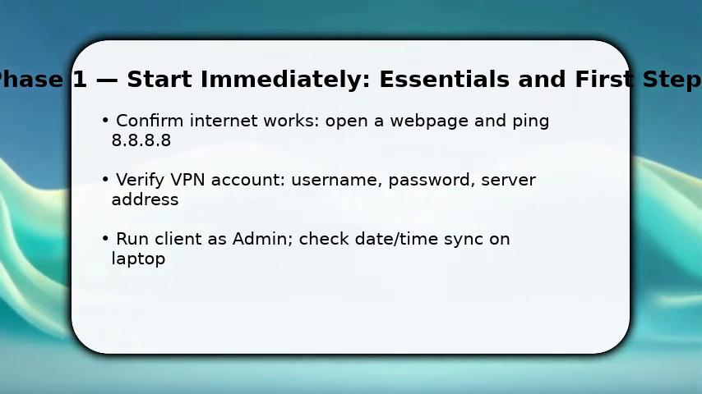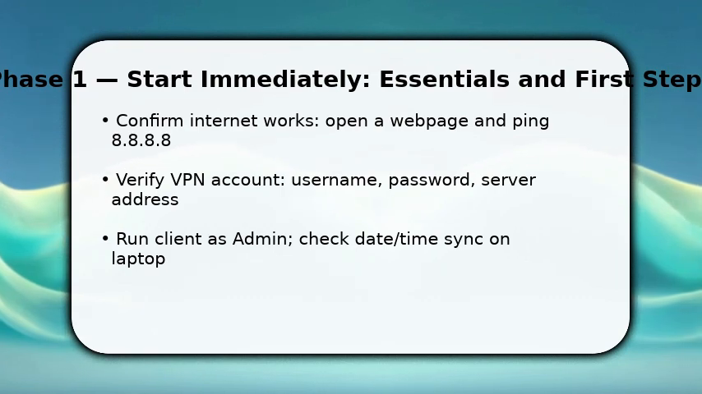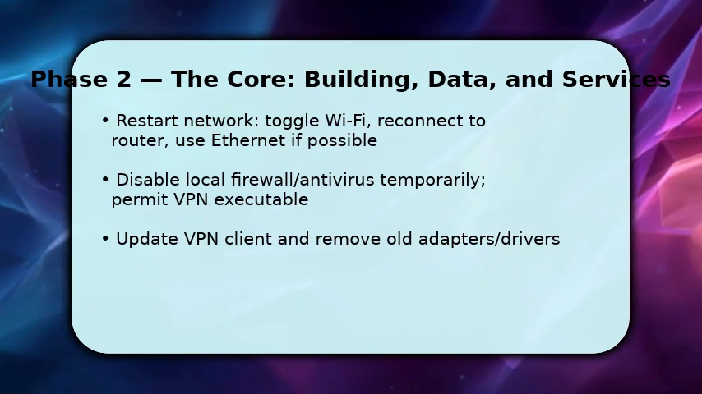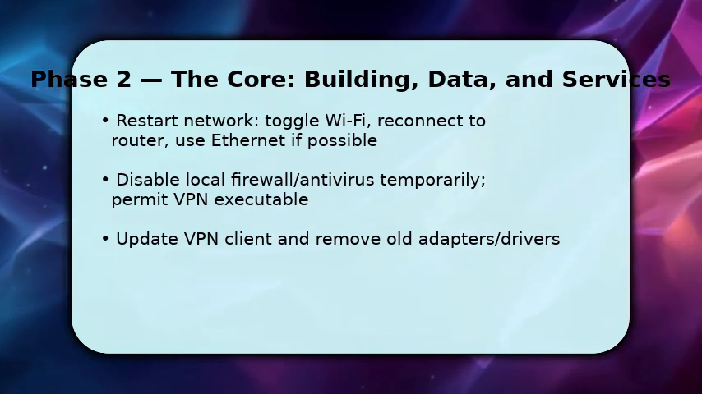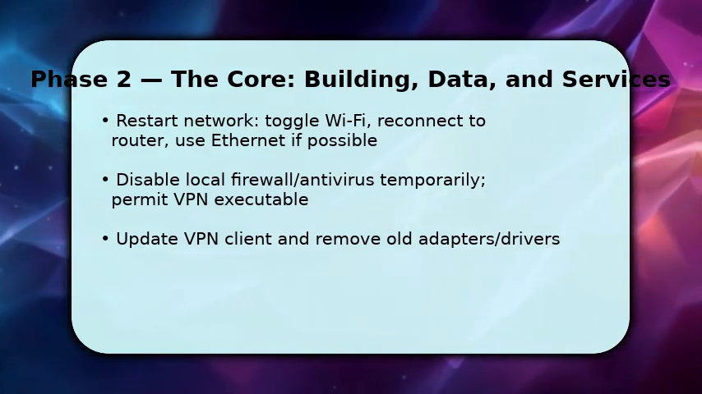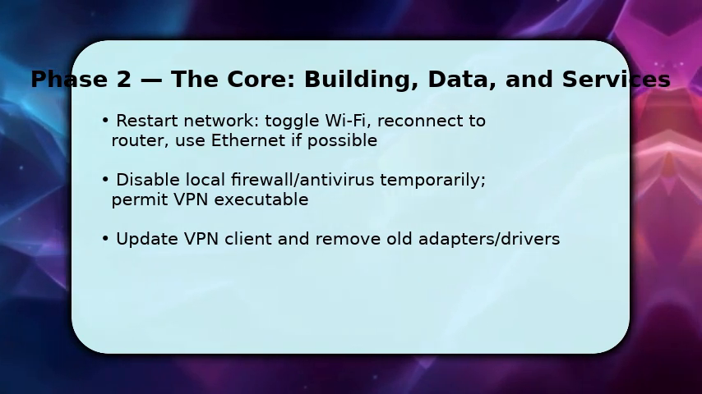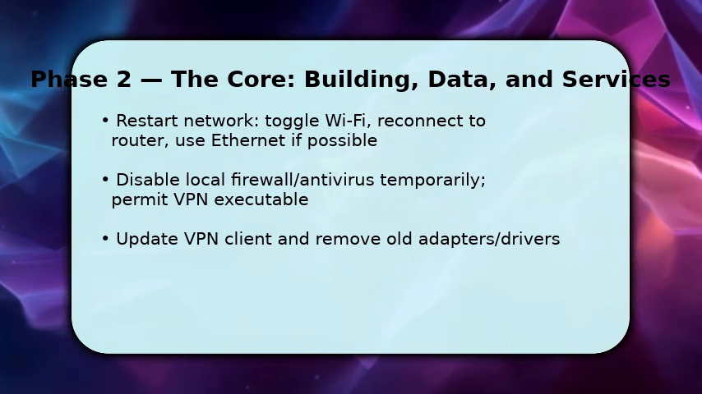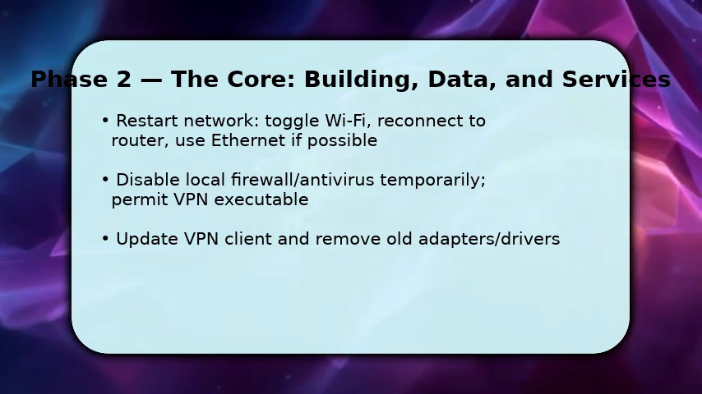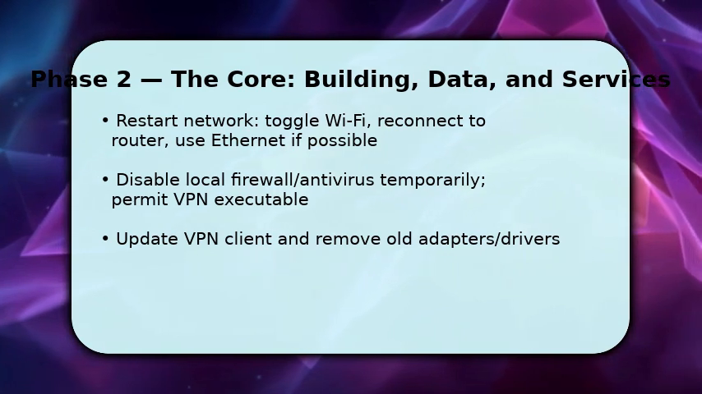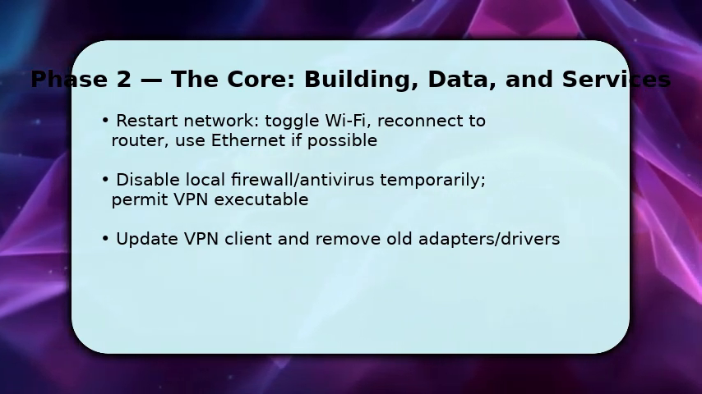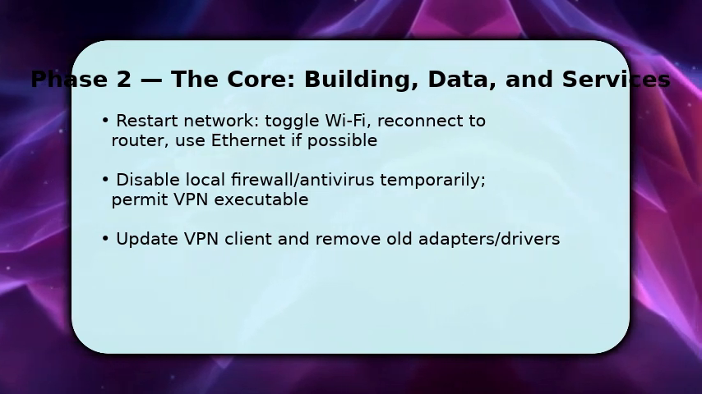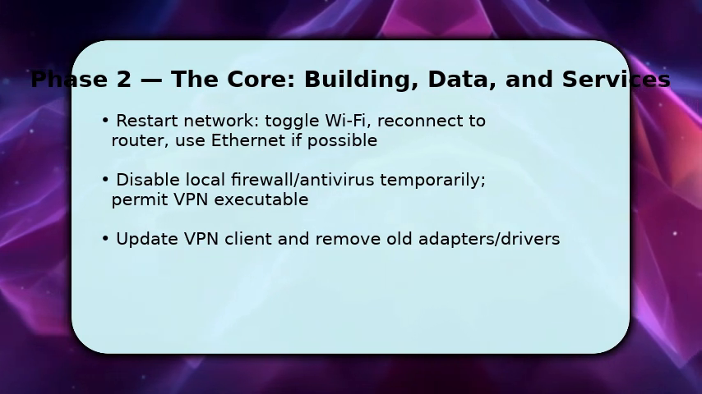Now you tackle the middle steps that usually fix connectivity. Begin by restarting networking. Disable Wi-Fi, reconnect, or plug in Ethernet to remove wireless variables. Next, temporarily disable local firewall or antivirus and explicitly allow the VPN app. This isolates blocking rules. Then update the VPN client to the latest version and uninstall any obsolete VPN adapters in Device Manager. Leftover drivers can conflict. Make sure to reboot after driver changes.